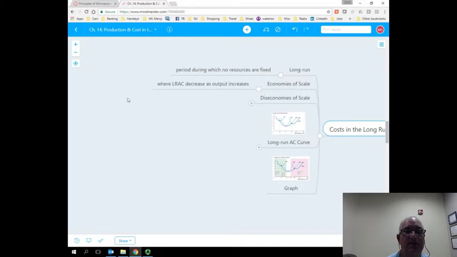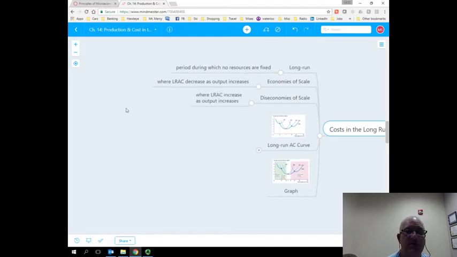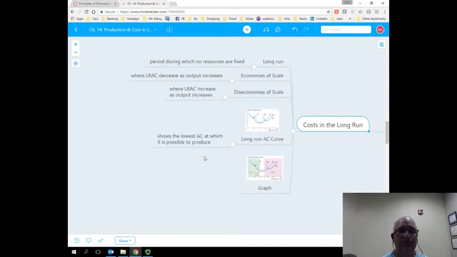Economies of scale in this model is a point where long run average costs decrease as output increases. So we know we're attaining economies of scale if our long run average cost curve is decreasing when our output increases. Diseconomies is where long run average costs increase as output increases. Okay, so just the opposite of this. So just a little bit of terminology to know there. The long run average cost curve shows the lowest average cost at which it is possible to produce.